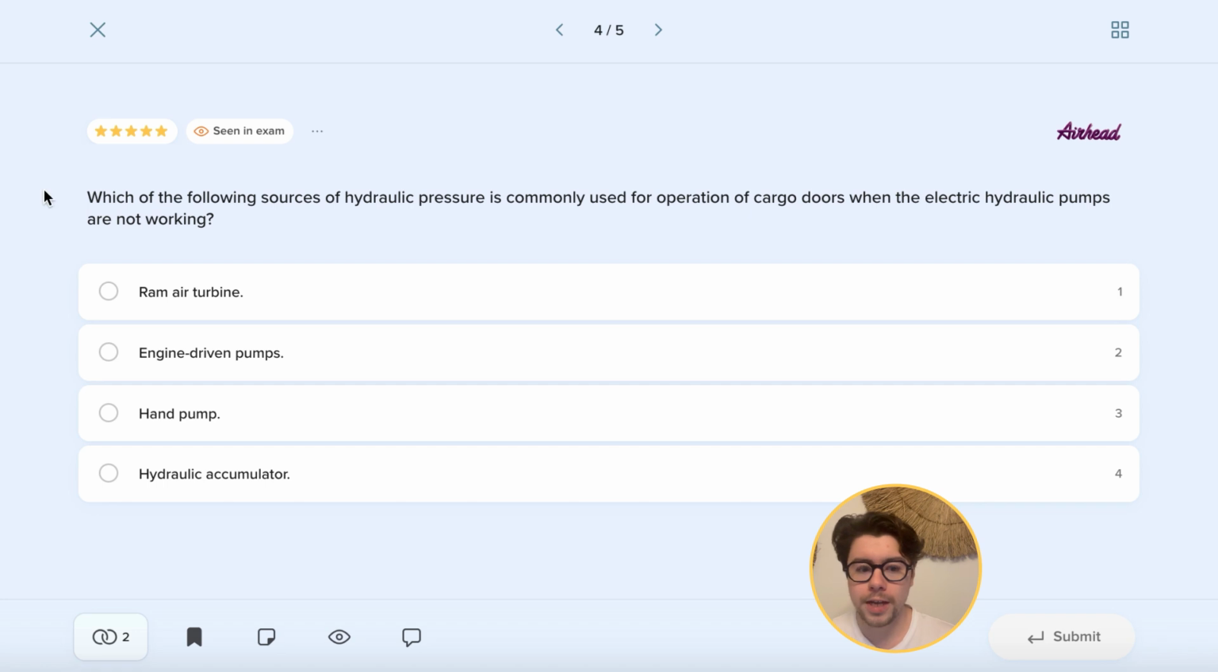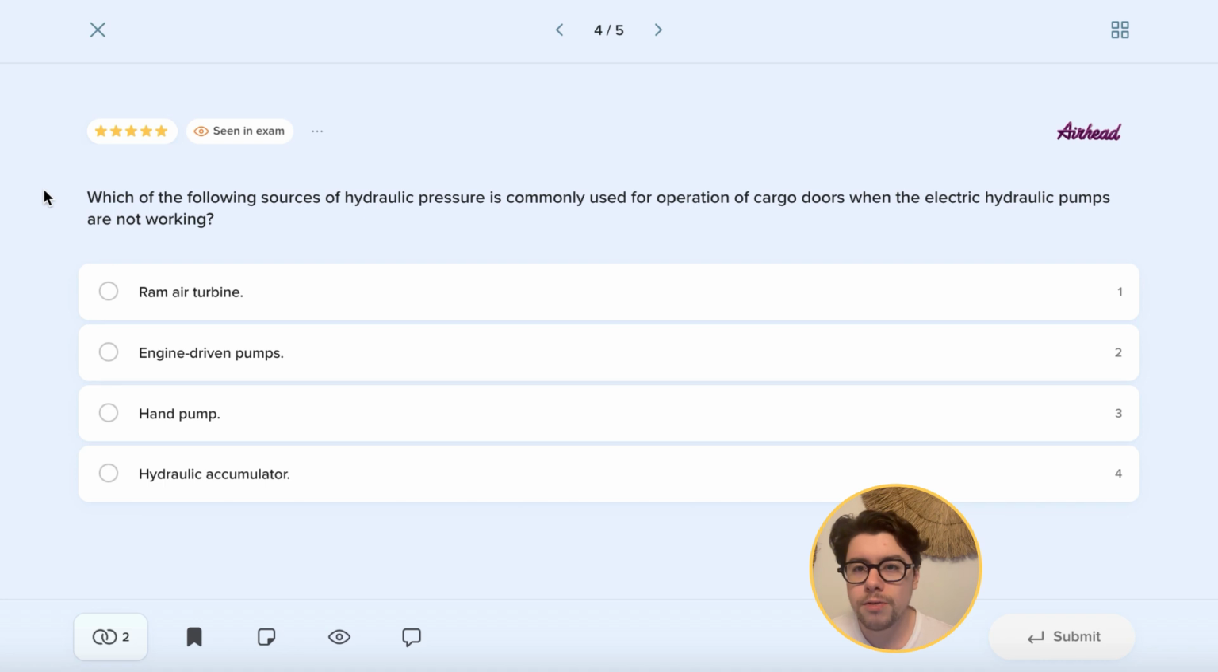And now for question number 4. Which of the following sources of hydraulic pressure is commonly used for operation of cargo doors when the electric hydraulic pumps are not working? So the cargo doors in the aircraft, of course, are hydraulically operated. They are very heavy and very big, and they require the pressurization of certain hydraulic systems depending on the aircraft.